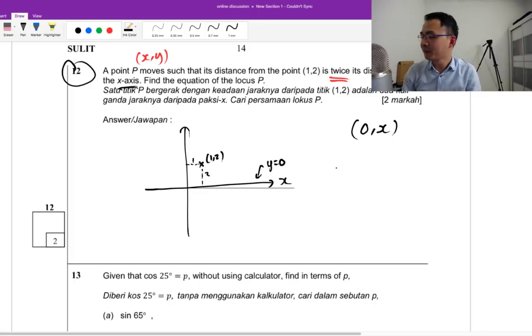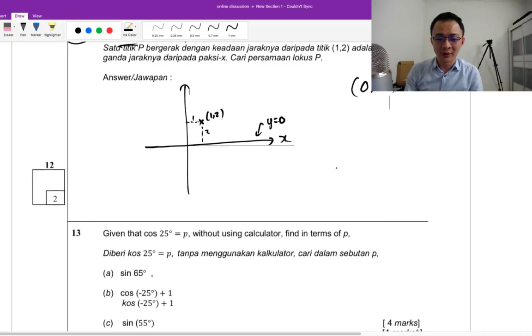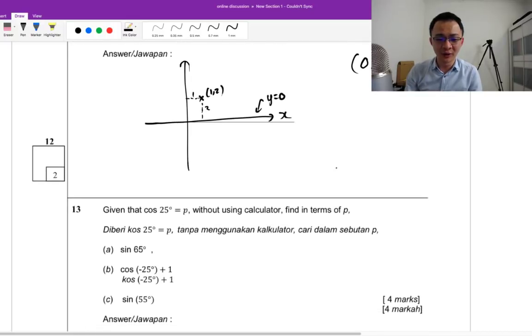Maybe let me find out how to actually sketch this one out, and then maybe after that I will post a short video about this one. But I guess that one is already finished or after your SPM already. So yeah, let me just move on.